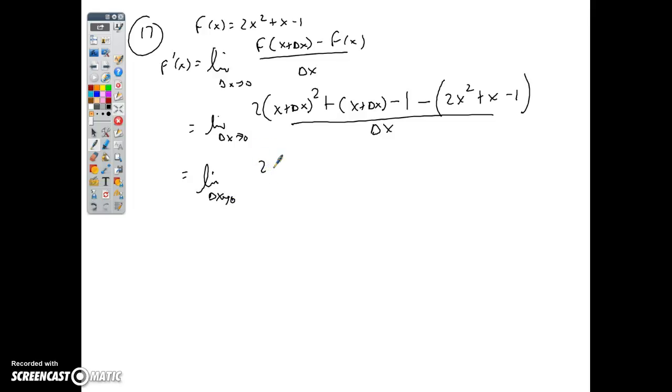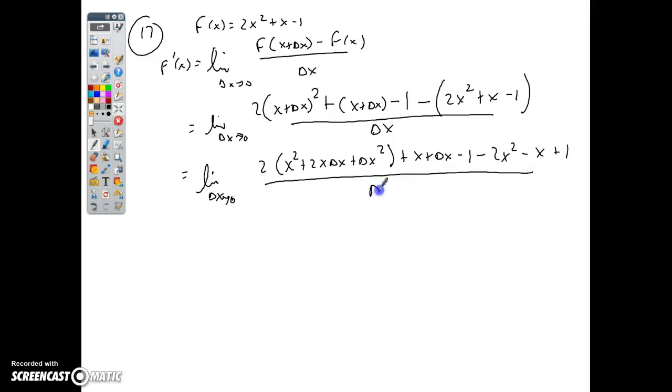So I'm going to FOIL this. If I FOIL this, I get x squared plus 2x delta x plus delta x squared. Agreed? Plus x plus delta x minus 1 minus 2x squared minus x plus 1, all over delta x. What did I do wrong? The minus goes through, right? You can't just... minus the whole function. So you have to distribute that minus through. Number one mistake you're going to make is right there.